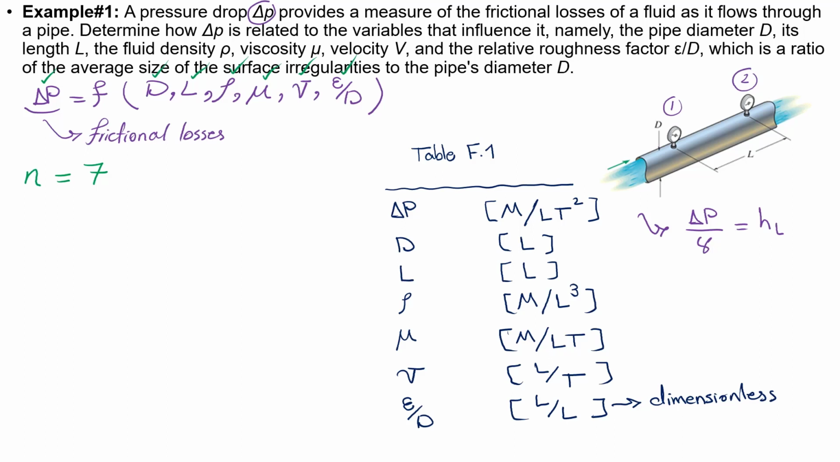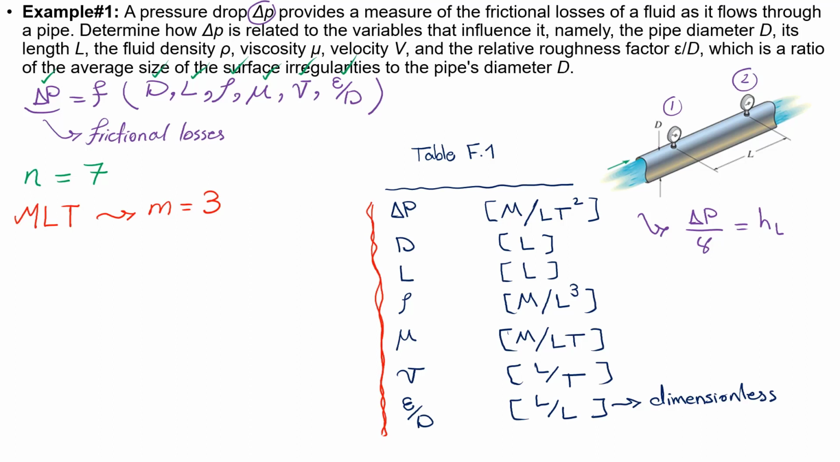All right, so the next step is to find out how many pi terms we have. First of all, let's see if we can find how many primary dimensions are involved in this problem. Between all of these variables, do we have mass at least once? Yes, we do have mass at least once. So we do have mass. Do we have length at least once among all of these variables that I have listed here? Yes, we do have length at least once. Do we have time at least once? Yes, we do have time at least once. So m is 3. We have all 3 primary dimensions, mass, length, and time.